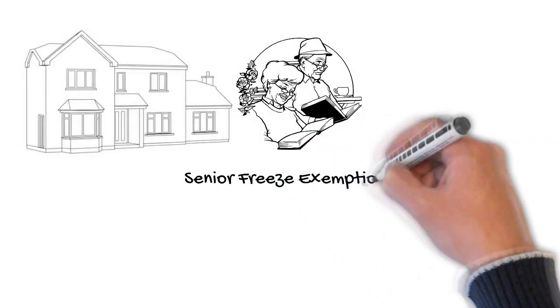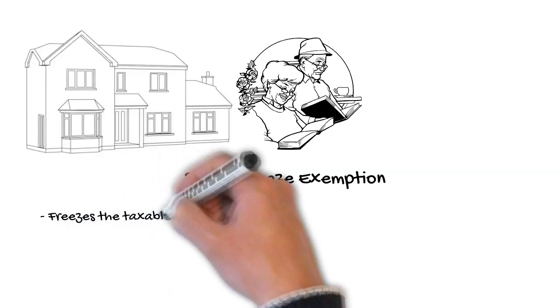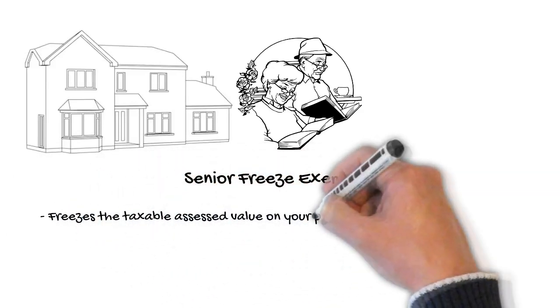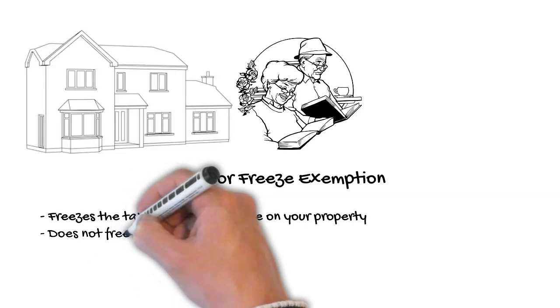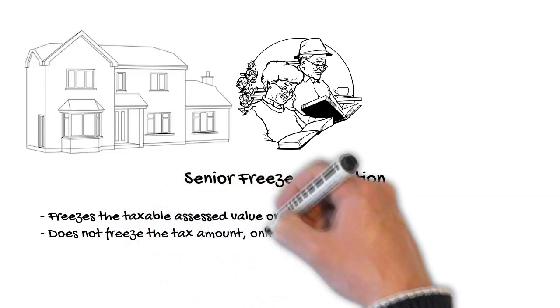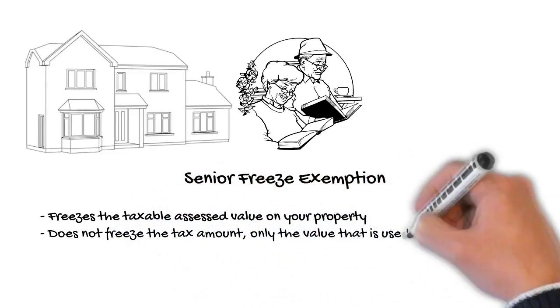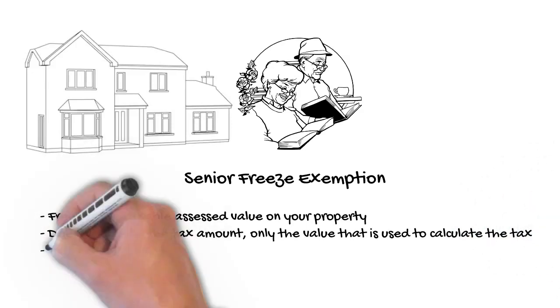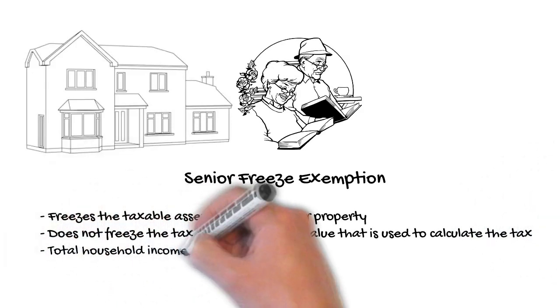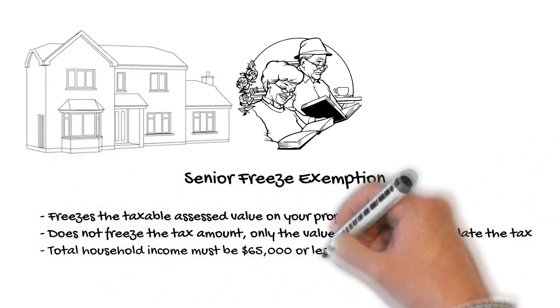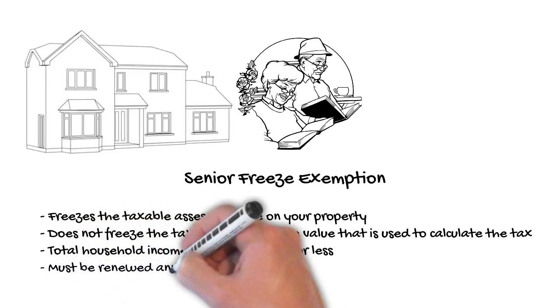The Senior Citizen Freeze Exemption freezes the taxable assessed value on your property to the day that you qualify. It, however, does not freeze the tax amount, only the value that is used to calculate your tax. Total household income must be $65,000 or less, and this exemption must be renewed annually.